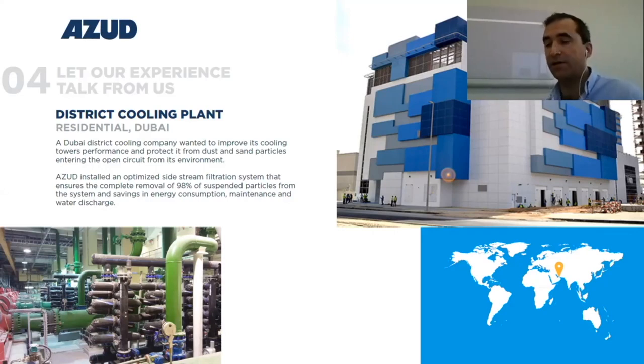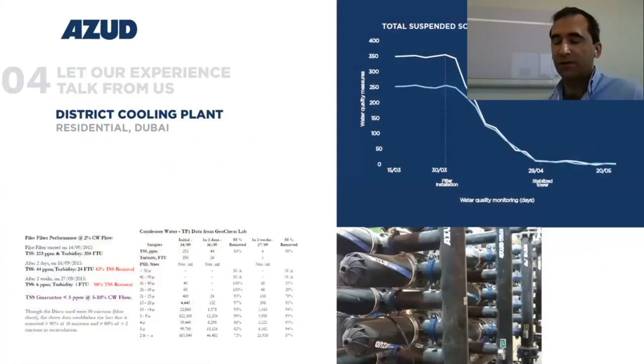So we installed a disk filtration side stream system, and we decided to monitor the water quality with a turbidity meter. Before the installation of the disk filter, the value was up to 350 NTU, and only after 20 days of the disk filter working, turbidity went down dramatically to 10 NTU. So we obtained removal of more than 90% of the TSS in the tower. So sandstorms were no longer a problem.